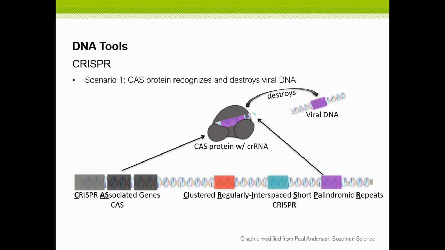Prokaryotes can't do this because they are single-celled. They don't have white blood cells. They don't have antibodies. And so the mechanism by which bacteria address this is through their CRISPR system.